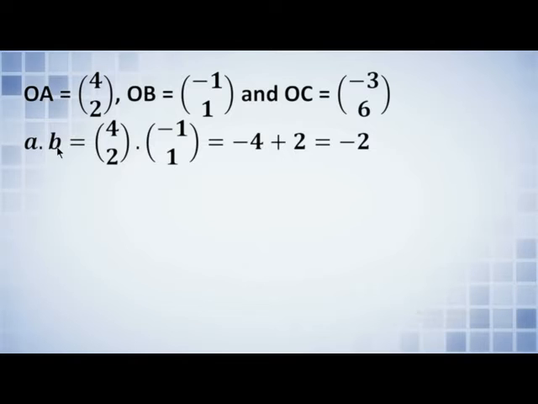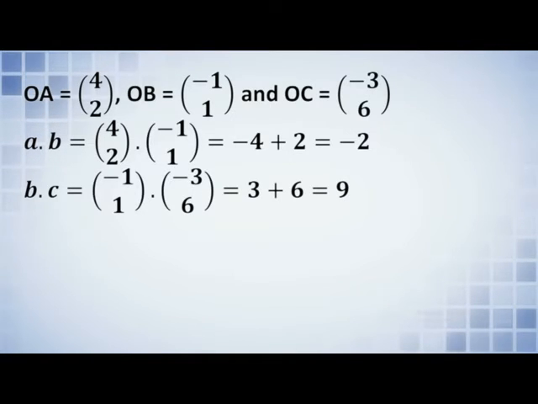A dot B is (4, 2) dot (negative 1, 1), equal to negative 2. So A dot B is not equal to 0. It means A and B don't make a right angle. How about the others? B dot C is (negative 1, 1) dot (negative 3, 6), equal to 9. 9 is not 0, so B dot C isn't equal to 0. That means B and C don't make a right angle.